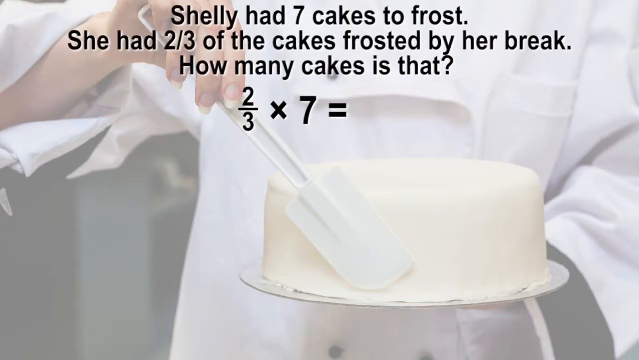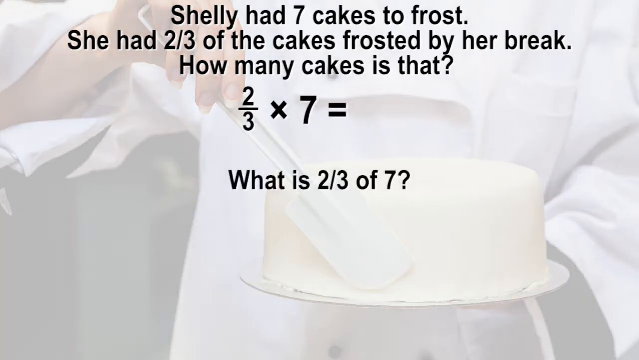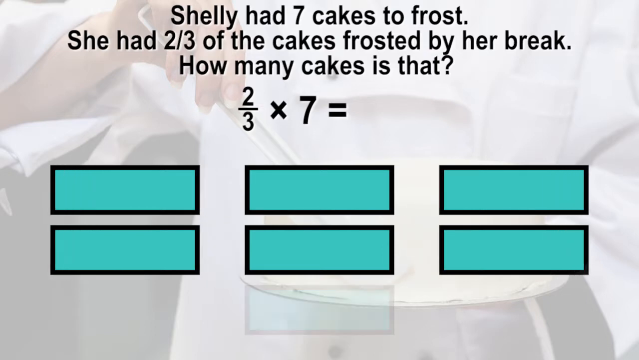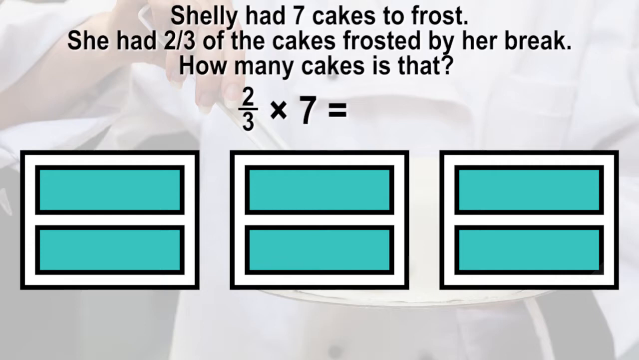The following problem has a whole number that will not divide evenly by the denominator. Shelley had 7 cakes to frost. She had 2/3 of the cakes frosted by her break. How many cakes is that? This problem is asking, what is 2/3 of 7? 2/3 times 7 can be written to represent the problem. This problem can be represented by showing 7 rectangles, with each rectangle representing a cake. In our previous model, 6 cakes divided by 3 groups is equal to 2 cakes in each group.